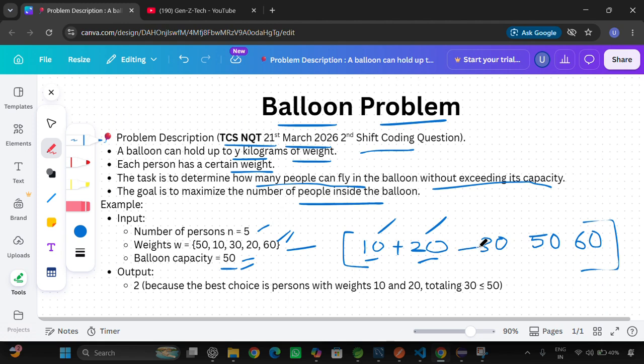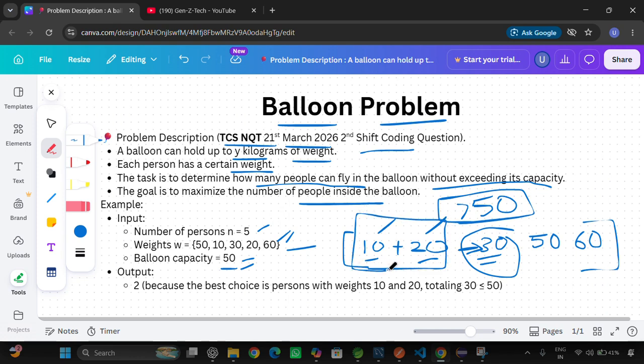If I add one more person, 30 in this case, the total will go beyond 50. So I cannot put this person in the balloon, and I can only go with 2 persons. So this will be the output: 2 persons can easily travel in that balloon. I hope you understood this question.